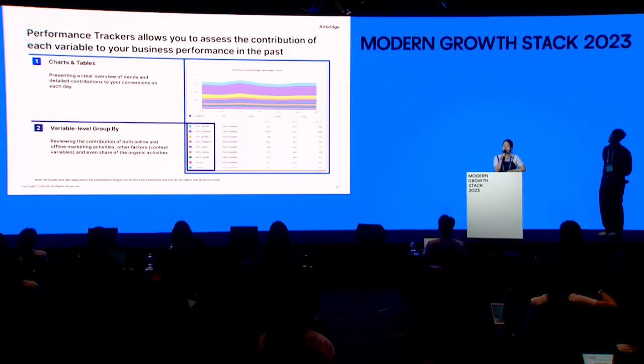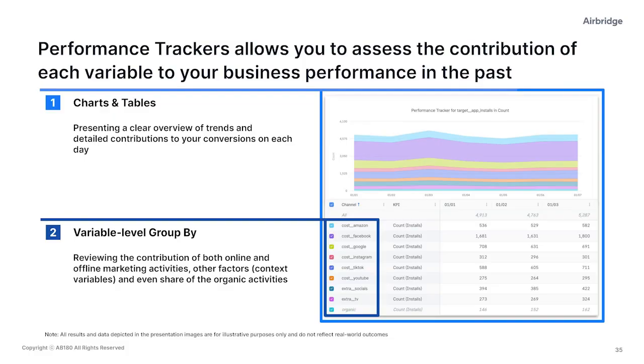Okay, and moving on to our second feature called Performance Tracker. This is designed to provide a comprehensive overview of past performance. So this dashboard offers a stack trend chart and a table, providing a clear overview of how each variable contributed to your conversions. So with this, marketers can easily figure out the most impactful variables driving their success and pinpoint those that need to be improved. To better understand how marketers can leverage these features, let's explore some of our use cases.